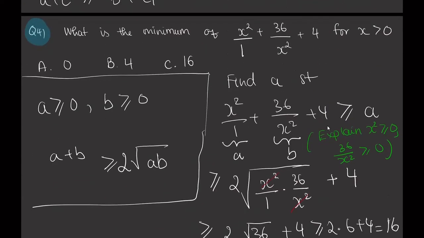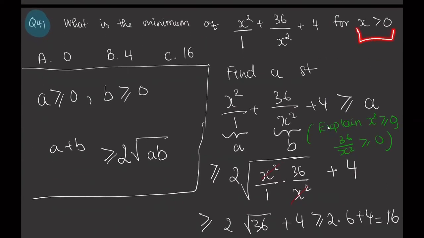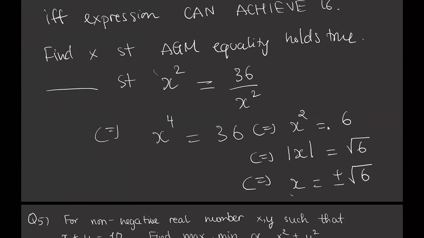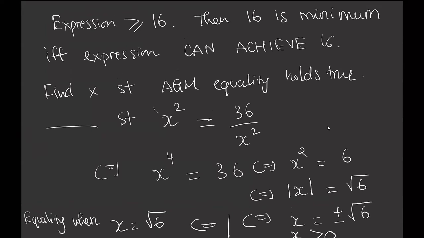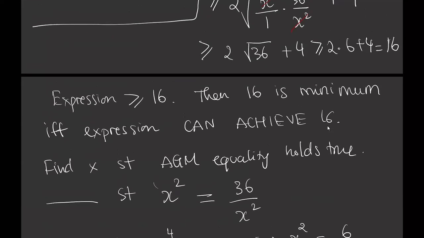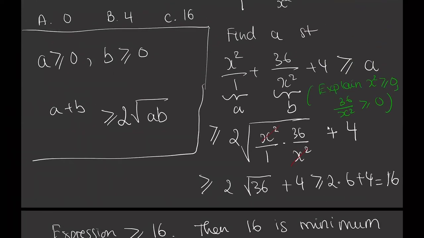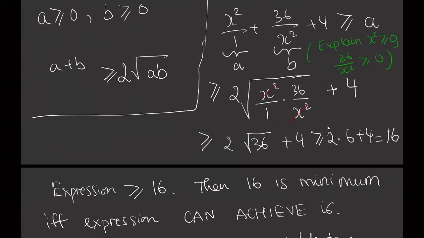However, here we say x is greater than 0. So x is square root of 6. So equality happens when x equals square root of 6. And that proves 16 is a minimum of the expression here. Does this make sense?